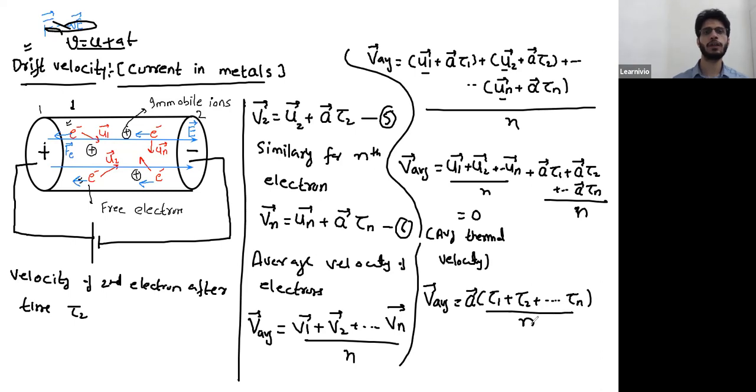So the first equation, the average thermal velocity, is 0. So it's A times (tau 1 plus tau 2 up to tau n) by n. This is equation number 7. Now again, I don't have much space. Note it down.